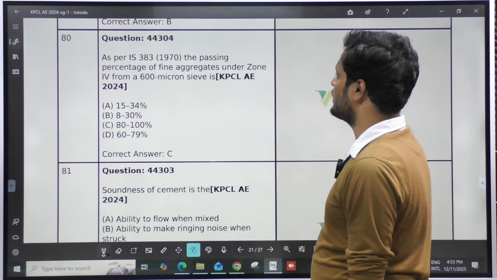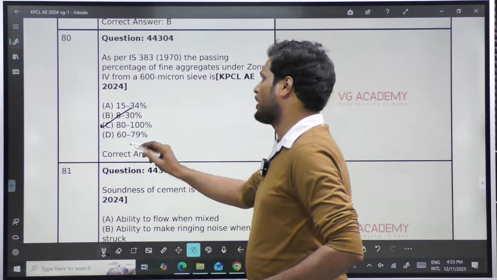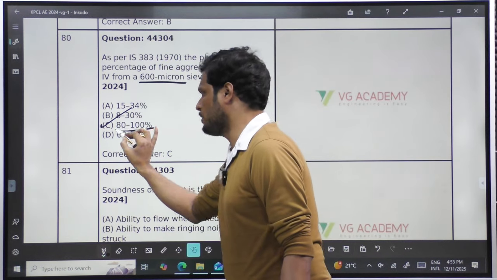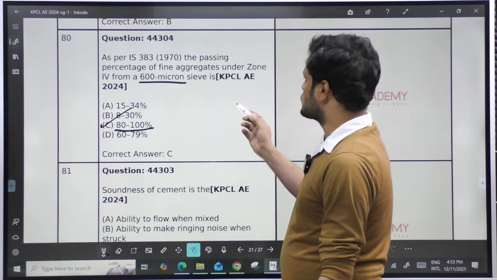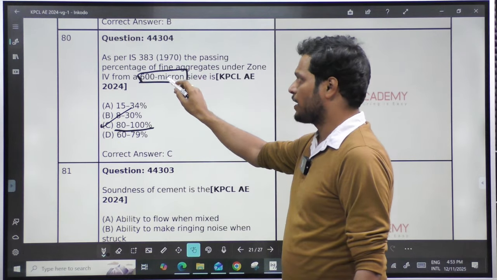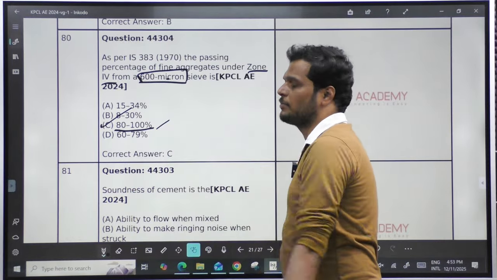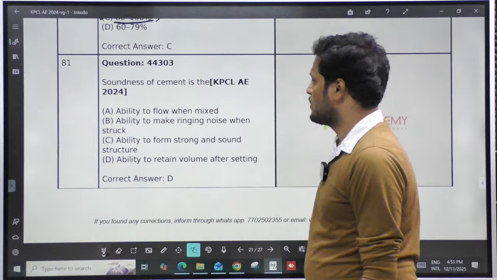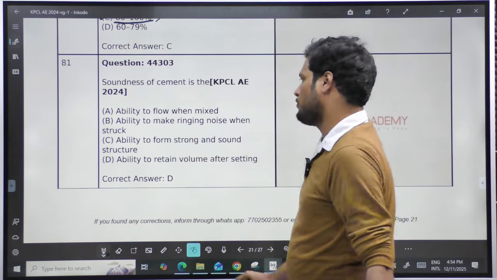As per IS 383, the passing percentage of zones of sand, so we have a table for zone 1 to 4. So for zone 4 at 600 micron, from the table it is directly 80 to 100. So zone 4 means very fine, so majority of the sand will be at 600 micron only, because zone 4 is very fine sand, so logically also we can easily eliminate the options. Soundness of the cement: volume, ability to retain the volume after setting.